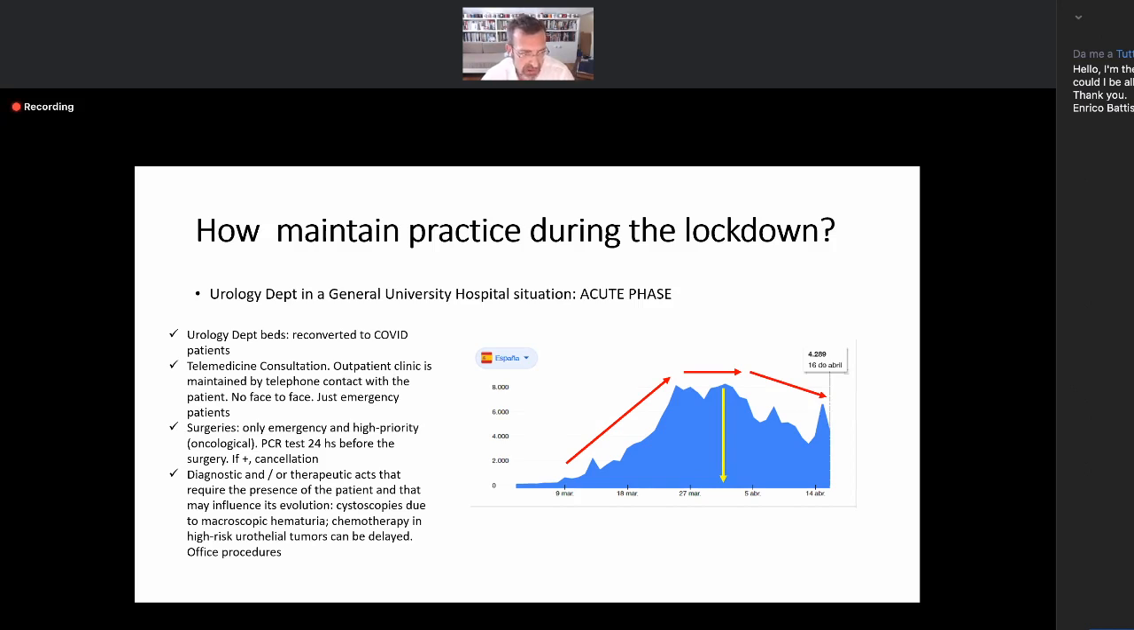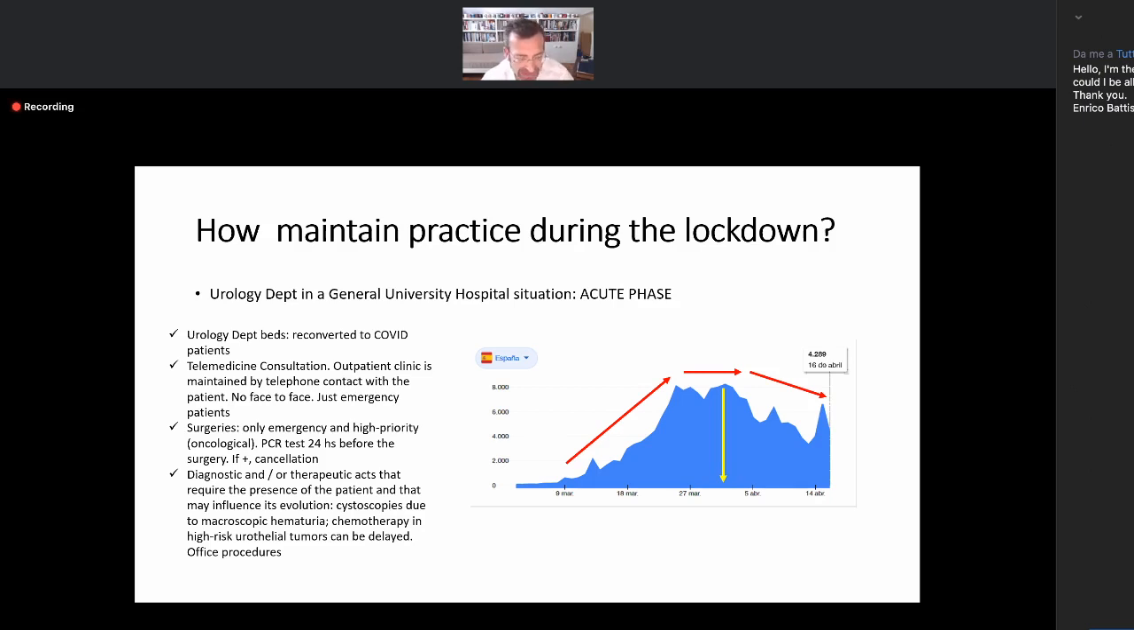All the urology department beds were reconverted to COVID patients, as you see, and all the consultation turned to telemedicine consultation. Only oncologic or high priority oncological and also urgent surgeries were performed, and obviously the control of the PCR test before the surgery was done in all the cases.